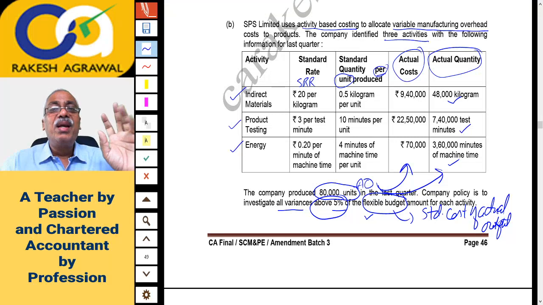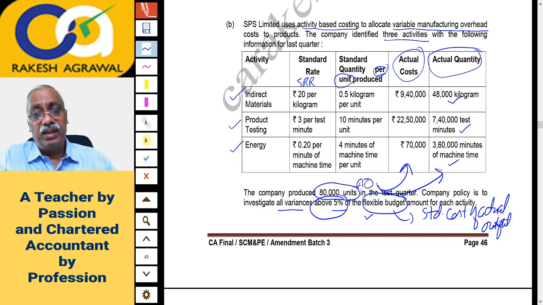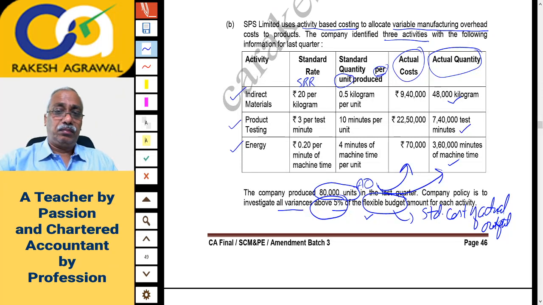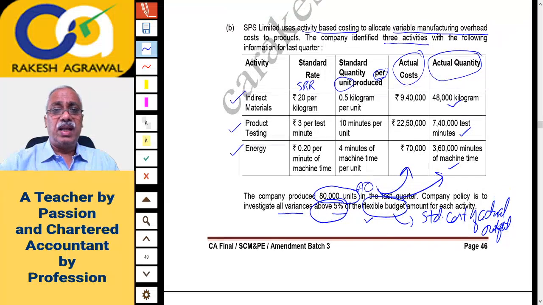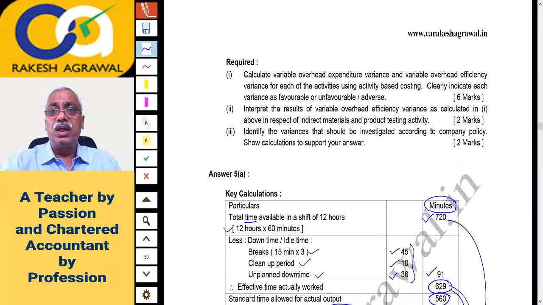Are you getting it? It means management wants to ignore up to 5% difference or variation. If the variation is beyond 5% of standard, then they would do the further investigation. Just have a look at the data. Now, what is the question? The question is for a total of 10 marks: 6, 2 and 2.